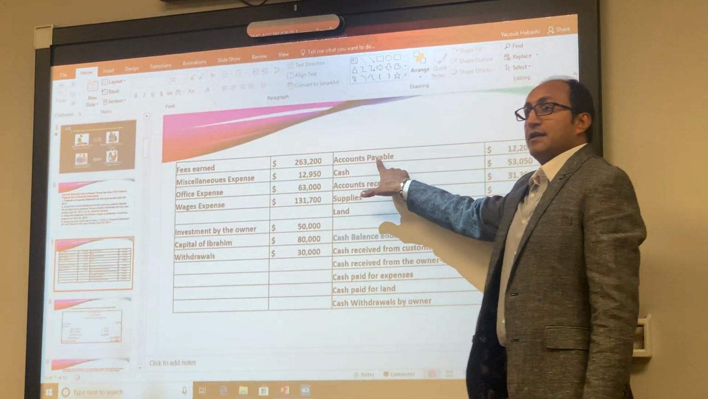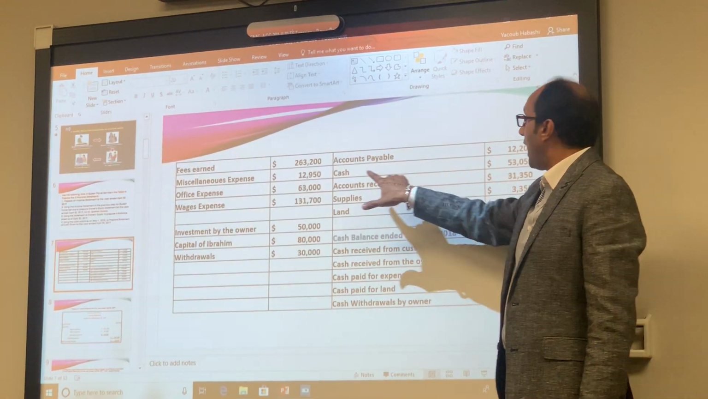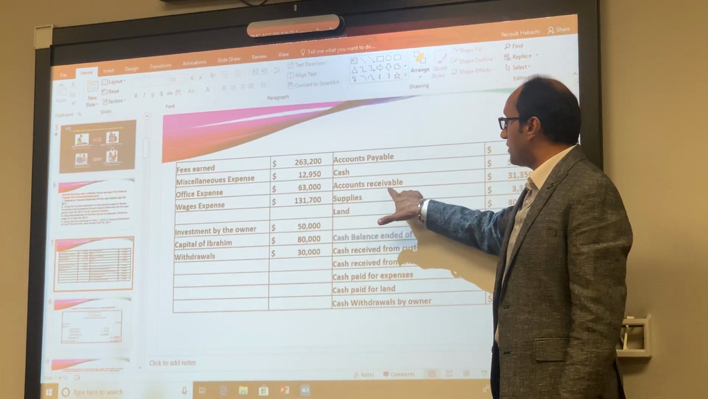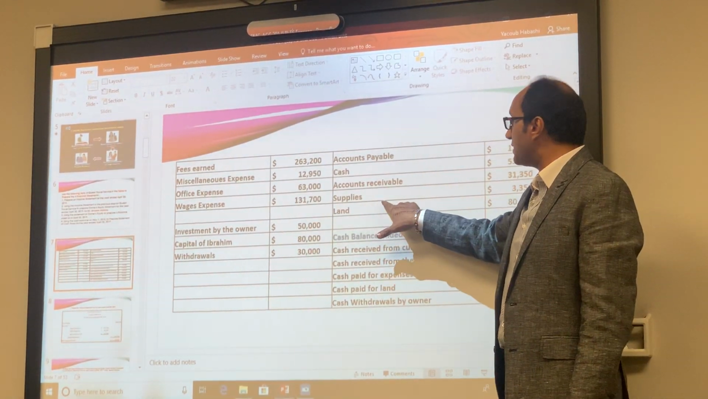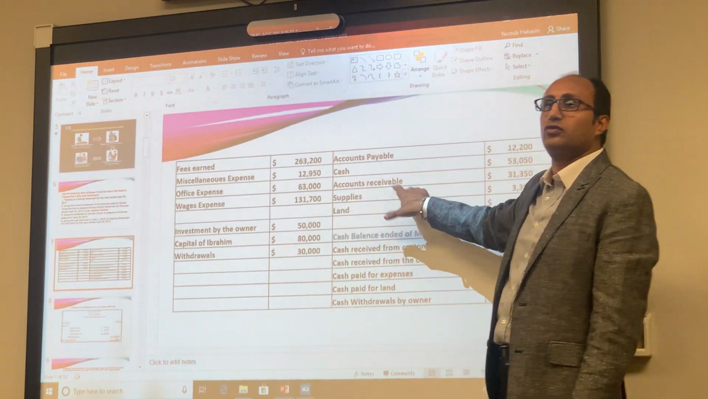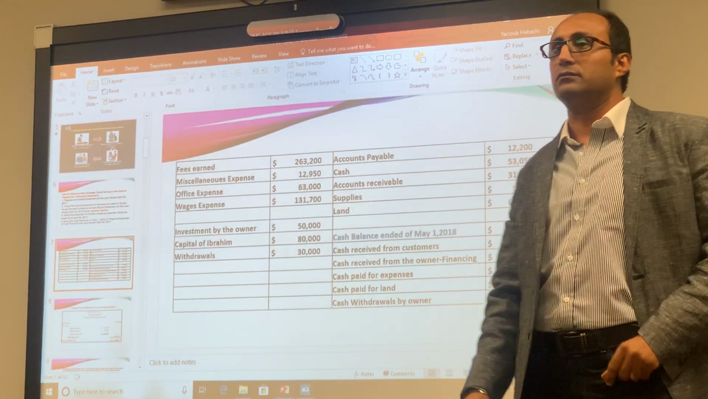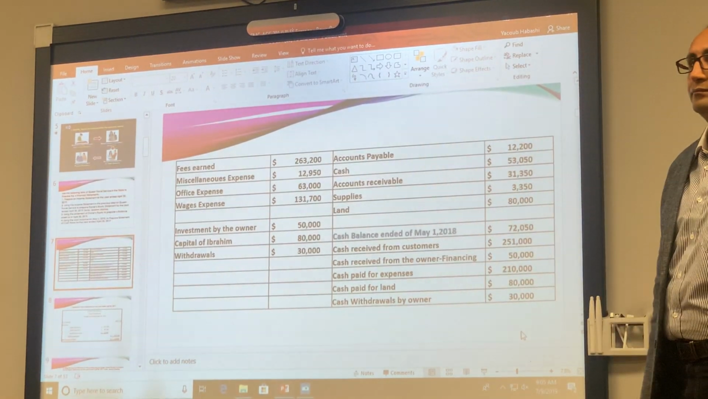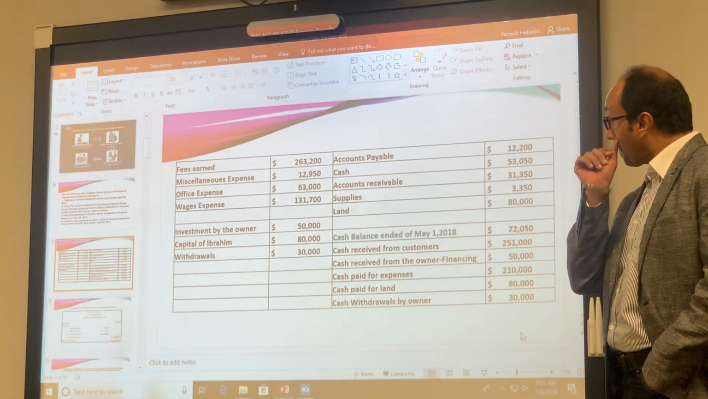So, section 3: accounts payable, cash, accounts receivable, supplies, and land. What will we use this section for? To build what? Owner's equity, right? That was the previous one on the bottom left.